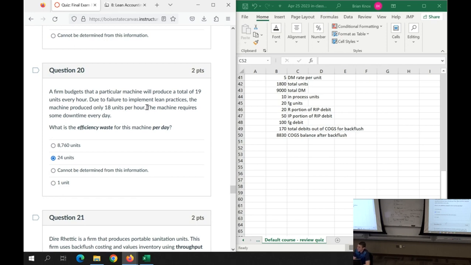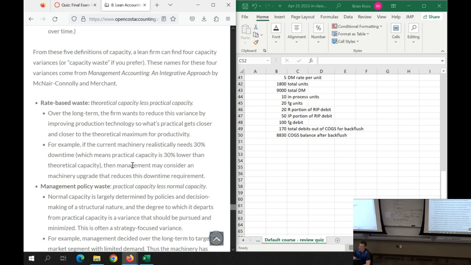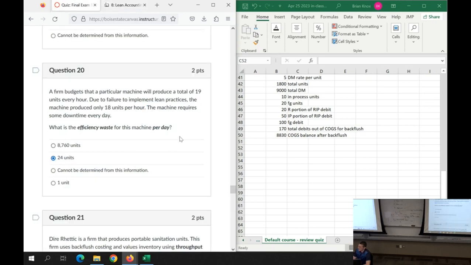Yes. Even though it requires some downtime every day, we're only going to incorporate that fact into these theoretical kinds of capacity calculations. Its downtime every day is already incorporated in; we likely budgeted in 19 units per every hour to incorporate the fact that it has some downtime. I would assume we didn't budget it running all the time, even though we know it has downtime. And certainly the amount it actually produced includes the downtime that's required. Otherwise, it wasn't really required downtime. So yeah, even though that last sentence is there, we can get away with efficiency waste being 1 unit per hour, 24 units per day.